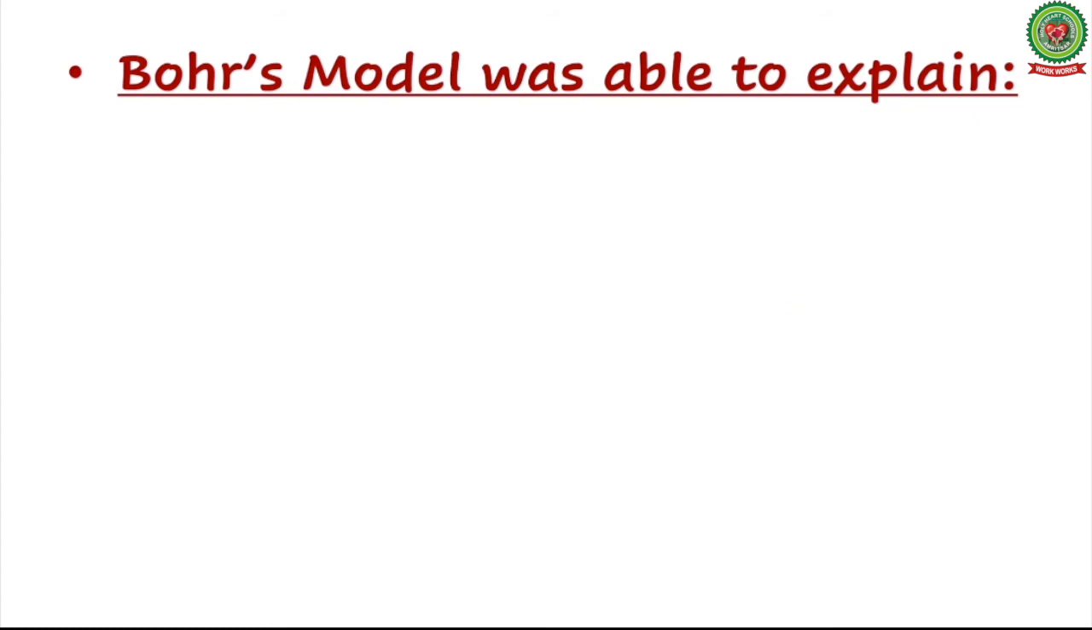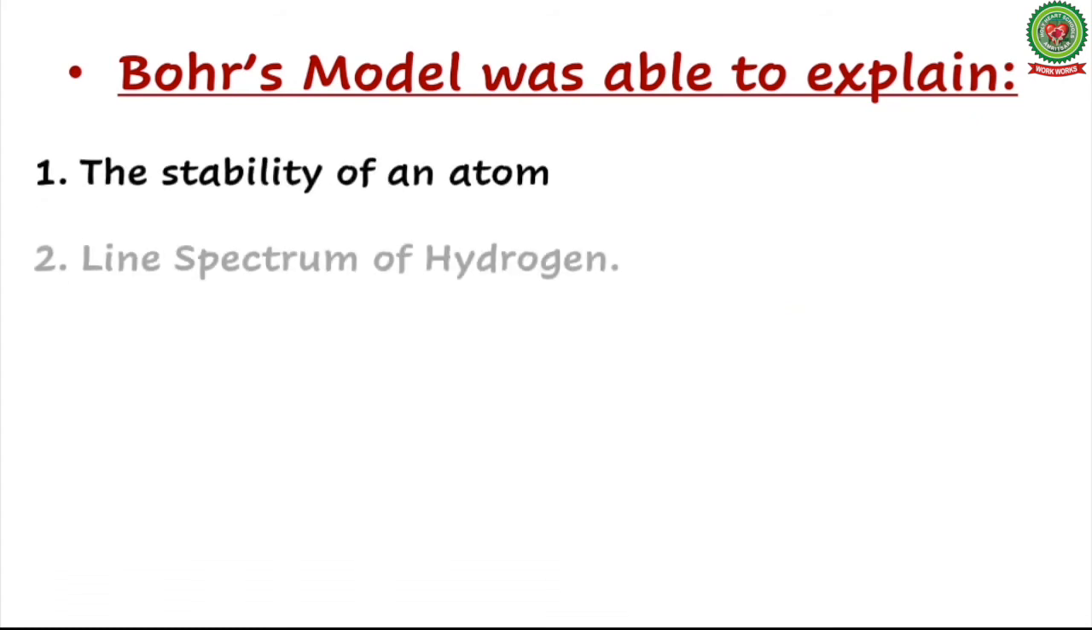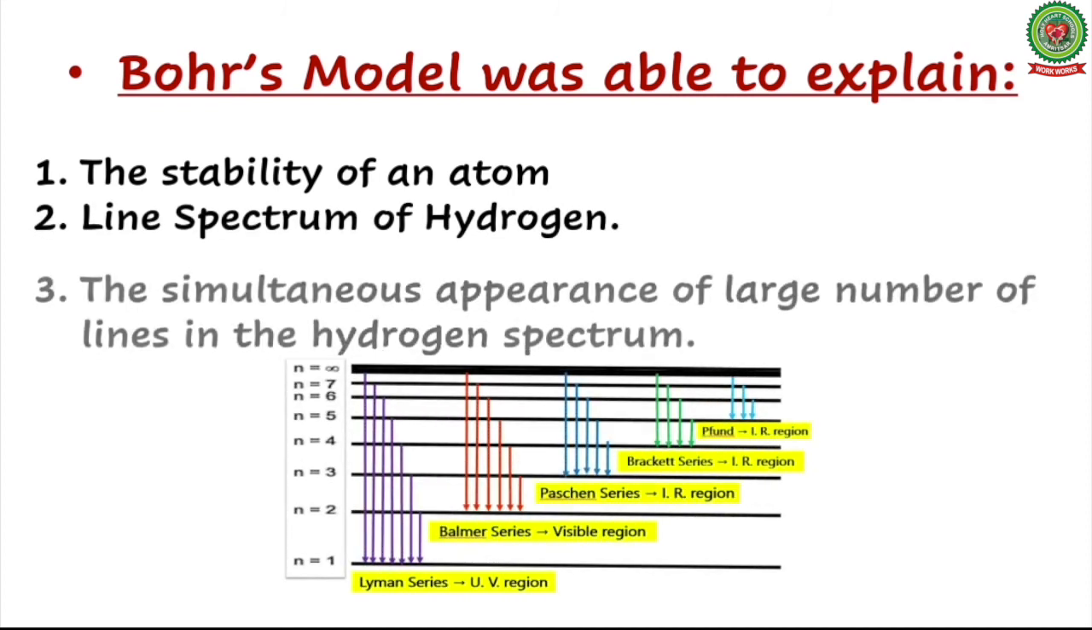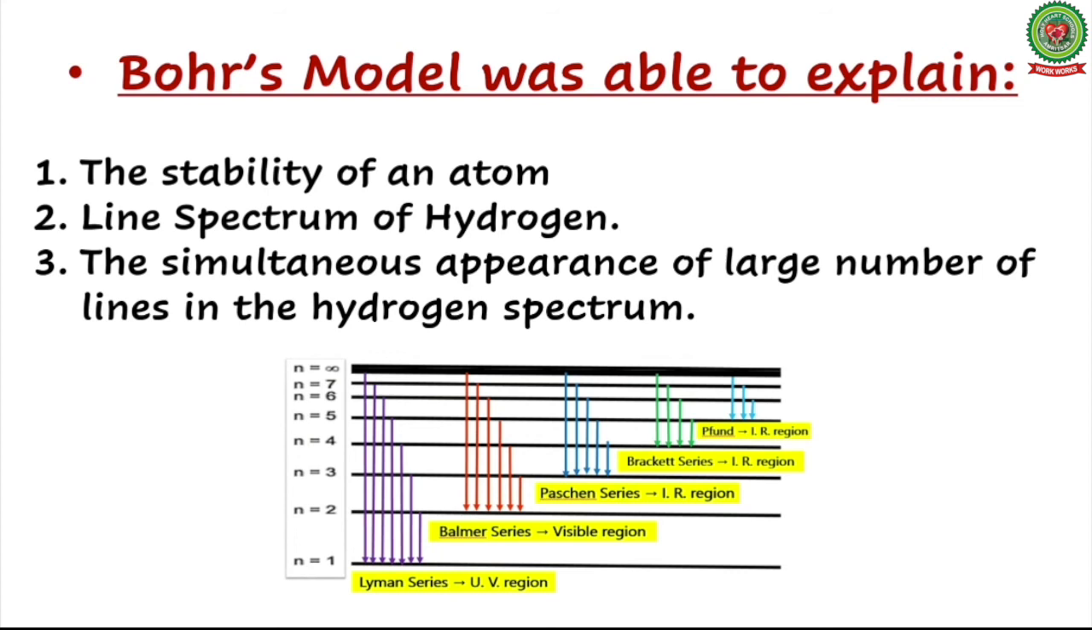Now, what was Bohr able to explain to us? Bohr's model was able to explain the stability of an atom, the line spectrum of hydrogen, and the simultaneous appearance of a large number of lines in the hydrogen spectrum. It was not initially explained. We know that electromagnetic wave theory has this limitation, that it was not able to explain the hydrogen spectrum, but Bohr's model was able to explain it.